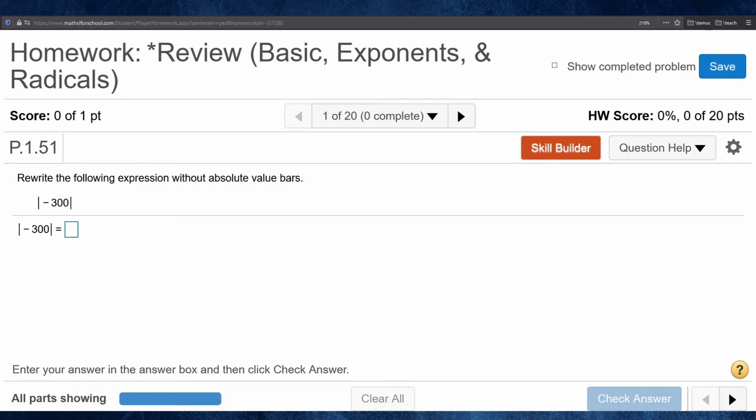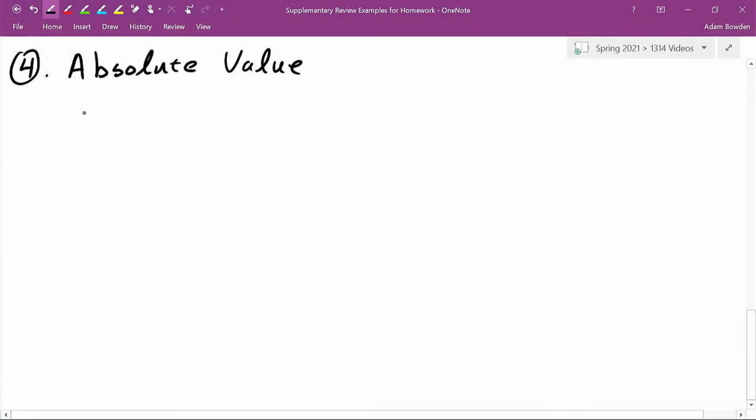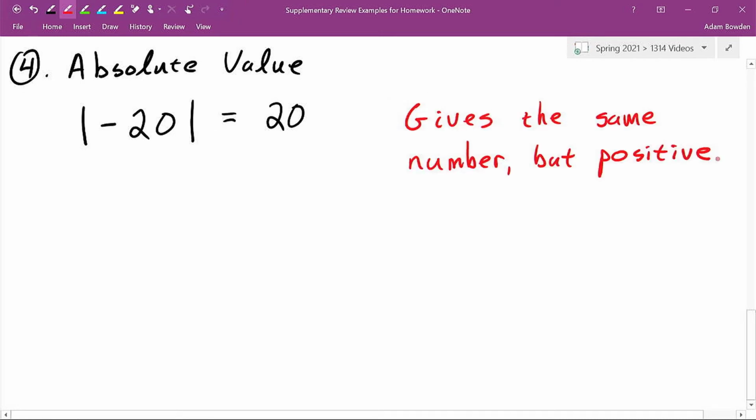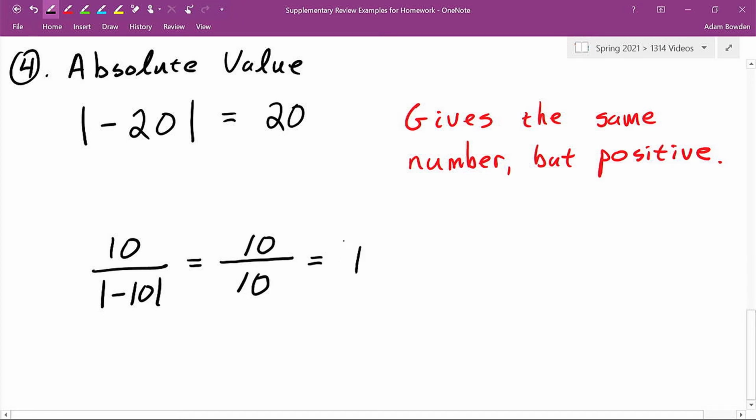Something else you might see in a homework example is this thing. This stands for the absolute value. So for example, absolute value of, let's say, negative 20 is equal to positive 20. Basically, the absolute value takes any number and gives you the same number back, but always positive. You can see that also. Another question the homework might look like is 10 divided by the absolute value of negative 10. We consider the absolute value of negative 10 is just positive 10. So this would be 10 divided by 10 or positive 1.